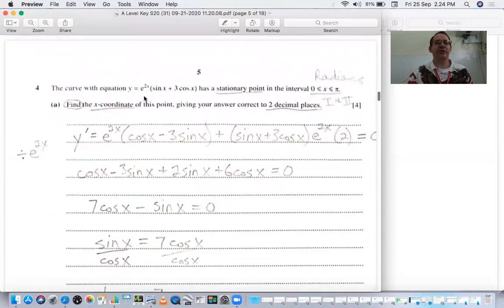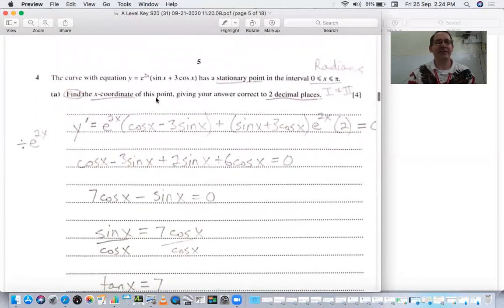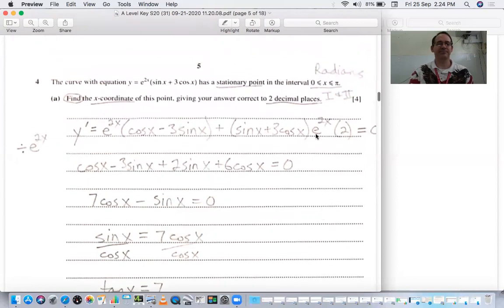Moving on, the curve with equation y equals e to the 2x times (sine x plus 3 cosine x) has a stationary point in the interval 0 less than or equal to x less than or equal to pi, which, by the way, is radians. So make sure your calculator is in radian mode. Find the coordinates of this point, giving your answer to 2 decimal places. And our domain is also only for first and second quadrant.